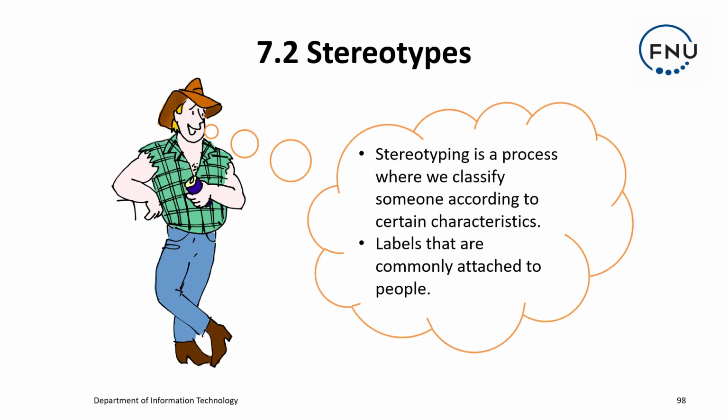Stereotypes. Stereotyping is a process where we classify someone according to their characteristics. Labels that are commonly attached to people.